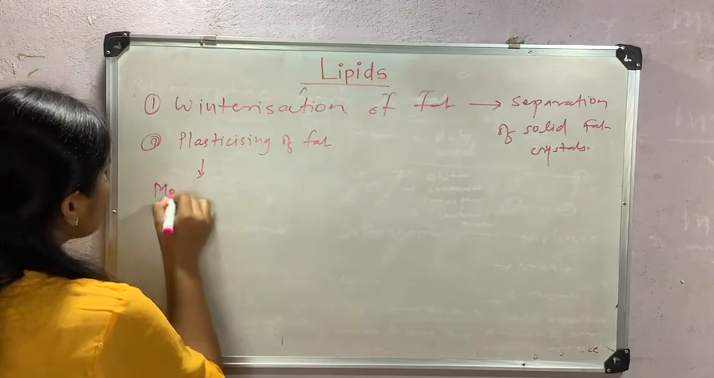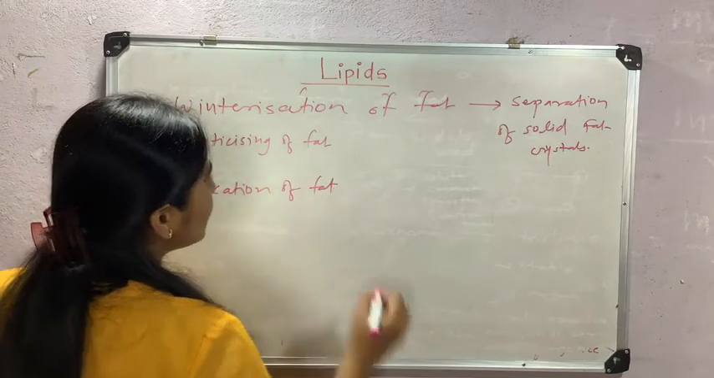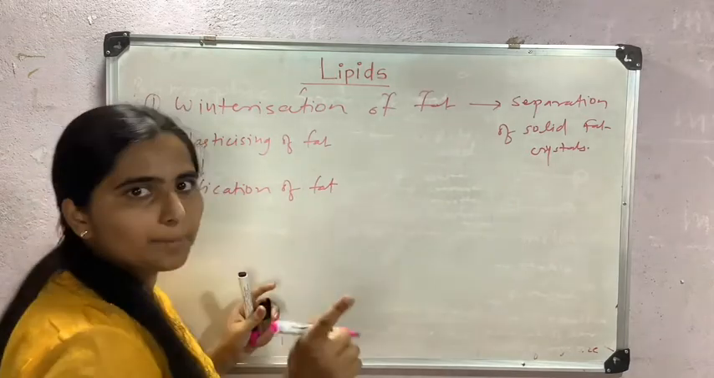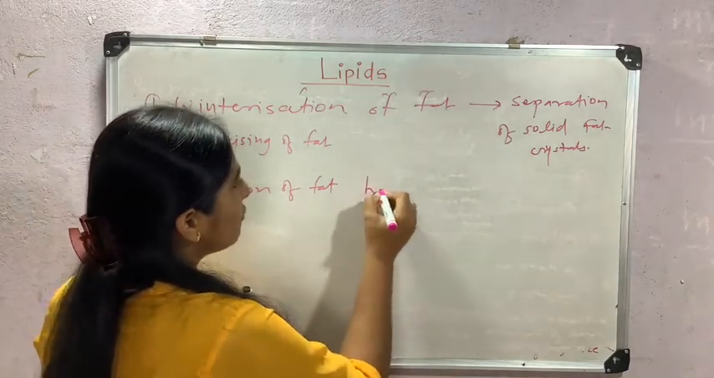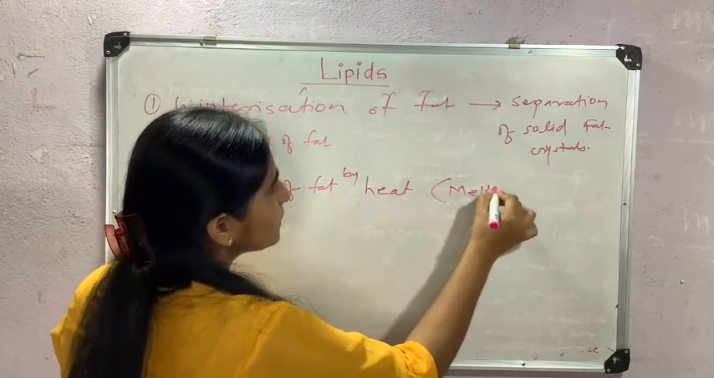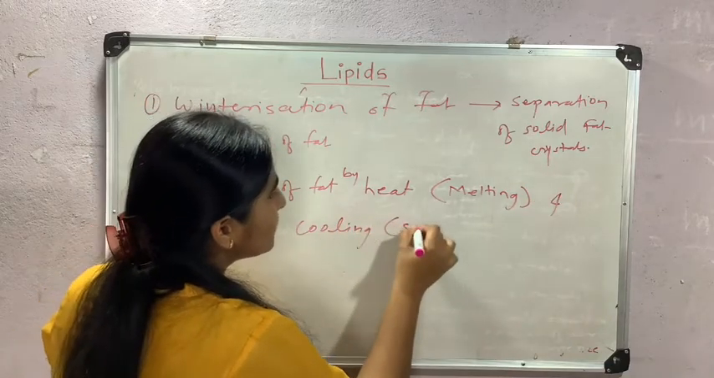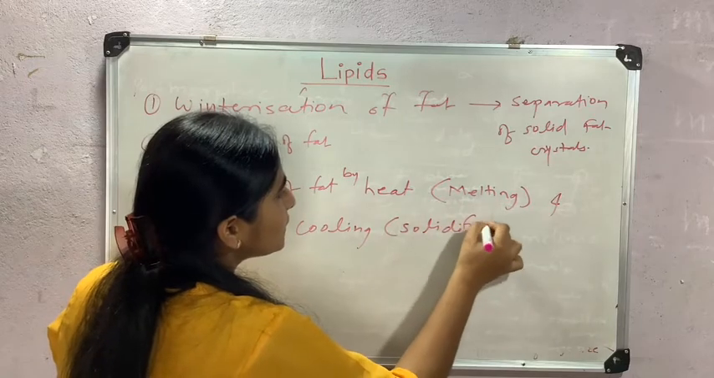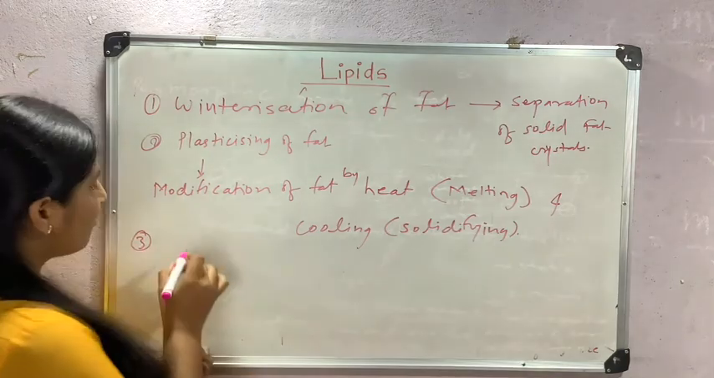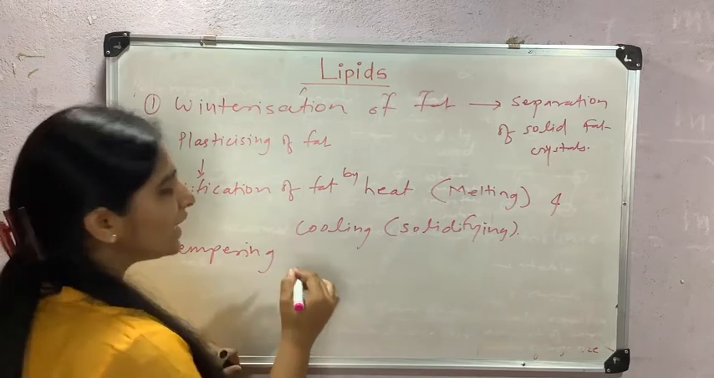Next is the plasticizing of fat. Plasticizing means modification of fat. This modification is achieved by heating and cooling, same as in tempering of fat. Modification of fat by heating, that is melting, and cooling by solidifying. Then the third term is tempering of fat. Tempering means gradually heating and cooling.